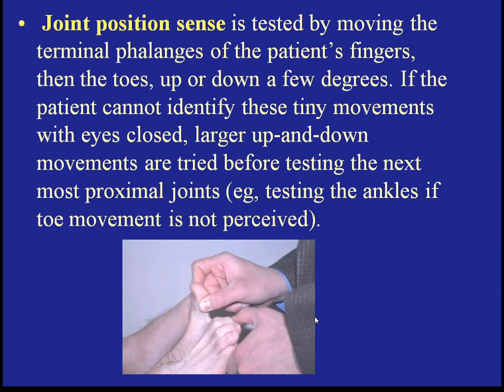Joint position sense is tested by moving the terminal phalanges of the patient's fingers, then the toes, up or down a few degrees. If the patient cannot identify these tiny movements with eyes closed, larger up and down movements are tried before testing the next most proximal joints. For example, testing their ankles if toe movement is not perceived.